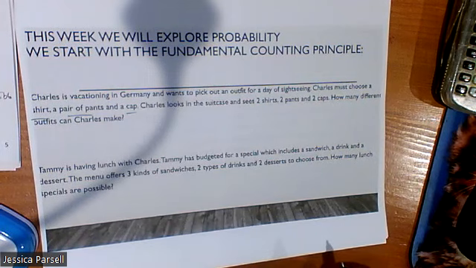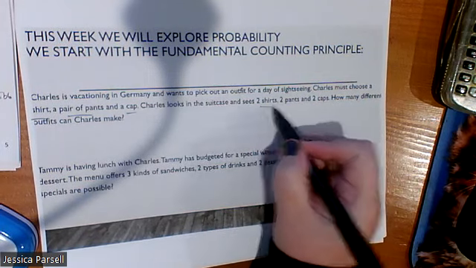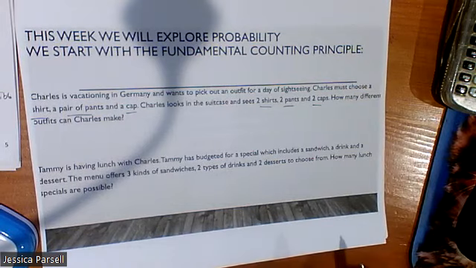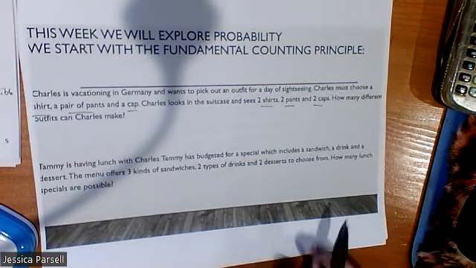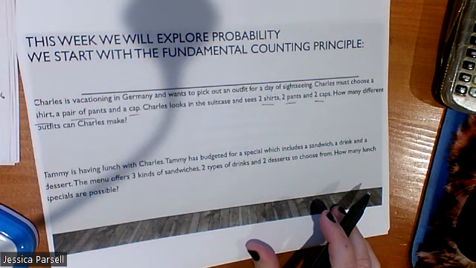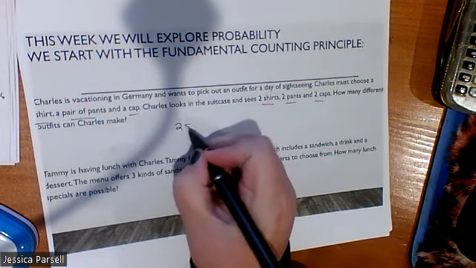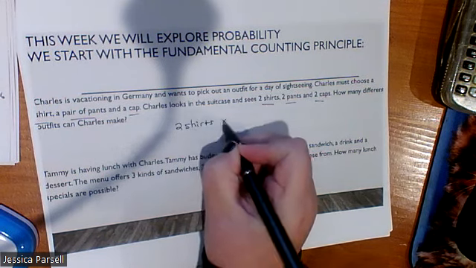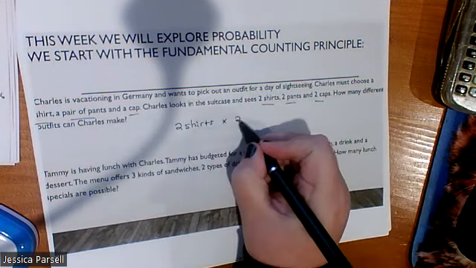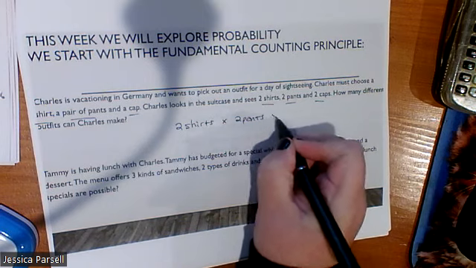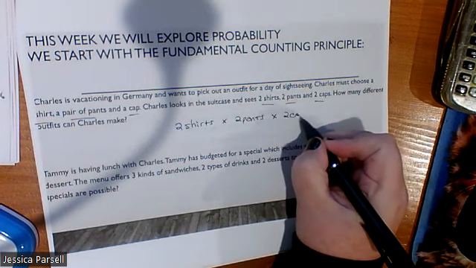Charles looks in his suitcase and sees 2 shirts, 2 pants, and 2 caps. How many different outfits can Charles make? Okay, so the fundamental counting principle tells us that we can take those 2 shirts, multiply that by the 2 pants, and multiply that by the 2 caps.